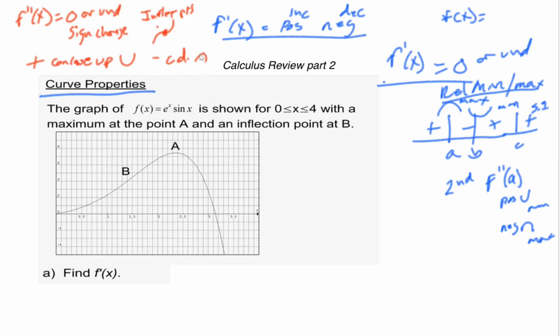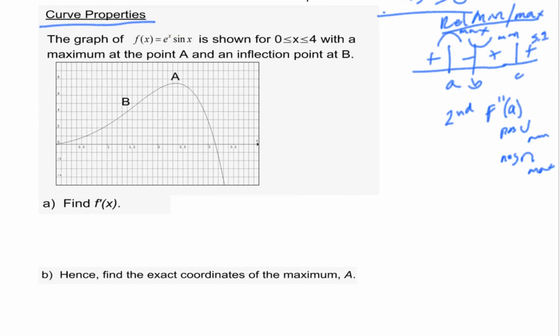If I want you to figure out where something's increasing, you take the derivative and figure out where it's positive. If I want you to figure out where it's decreasing, take the derivative and figure out where it's negative. If I want concave up or concave down, take the second derivative and figure out where it's positive or negative. The easiest way to do that is a sign chart for either one of them. If you want to find a relative min or max, that's a big one, take the derivative and set it equal to 0. If you want to find an inflection point, take the second derivative, set it equal to 0, and make sure there's a sign change. Now, with all that in mind, let's look at this problem.